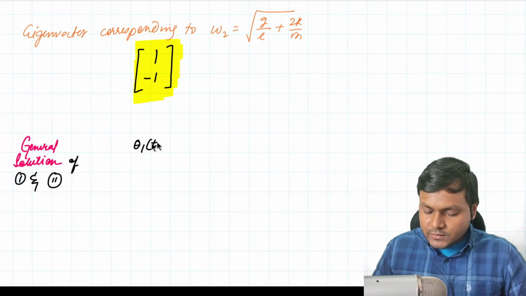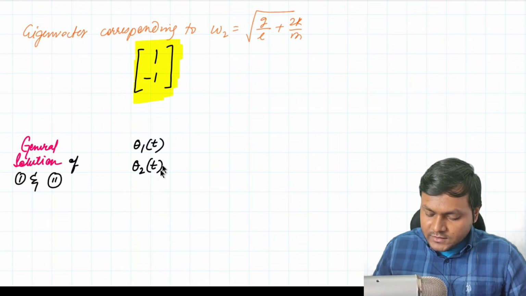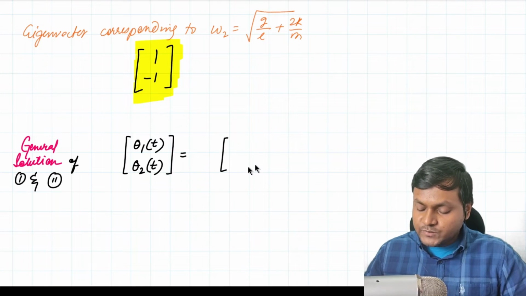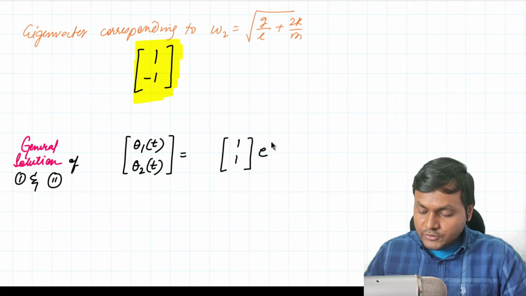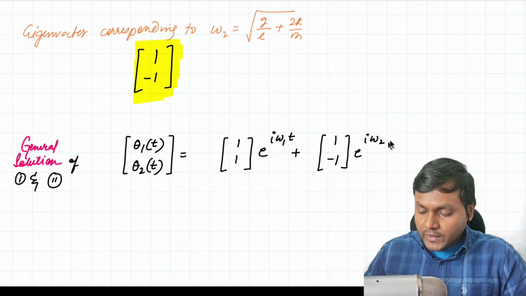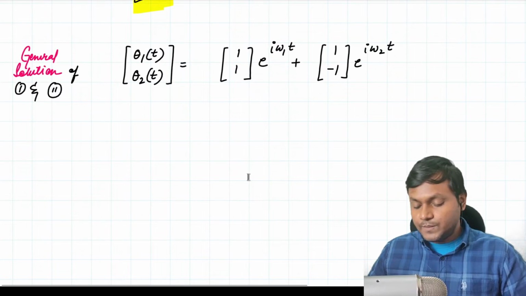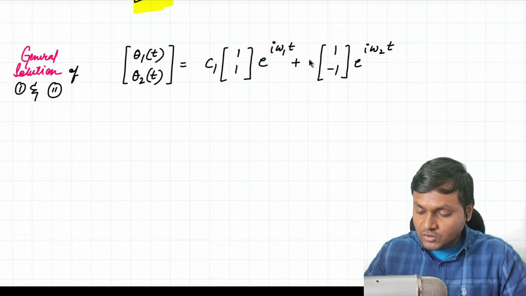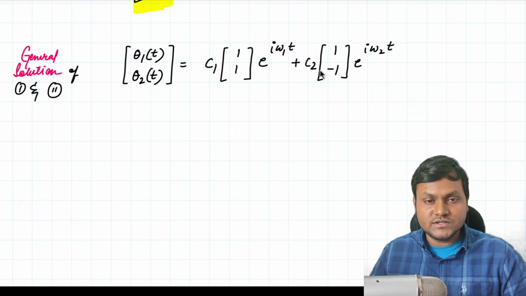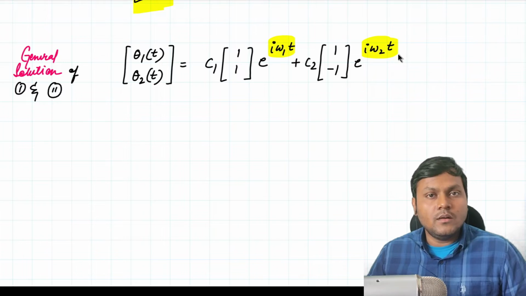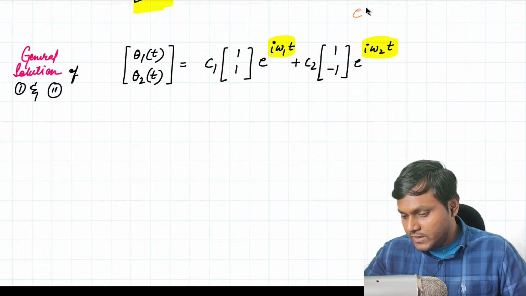The general solution of theta 1 and theta 2 can be written as the eigenvector corresponding to omega 1, which is 1, 1, e to the power i omega 1 t, and the eigenvector corresponding to omega 2, which is 1, minus 1, e to the power i omega 2 t. Of course, we need to multiply these with constants, because we don't know their values until we apply some initial conditions. If you take a look at this expression, there is an i here, and i is an imaginary number, so you might be familiar with the exponential to the power i.